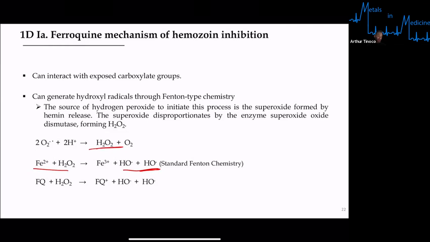And then you also have the ferroquine itself interacting with hydrogen peroxide, and you lead to the formation of the hydroxyl radical. So you can see how this can augment this particular type of chemistry, the Fenton chemistry, a pretty classical chemistry, but that can lead to this unregulated generation of hydroxyl radicals.